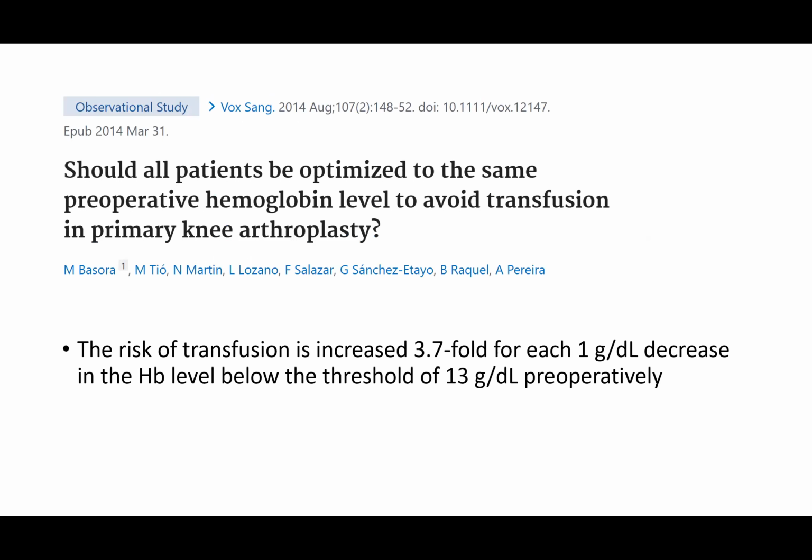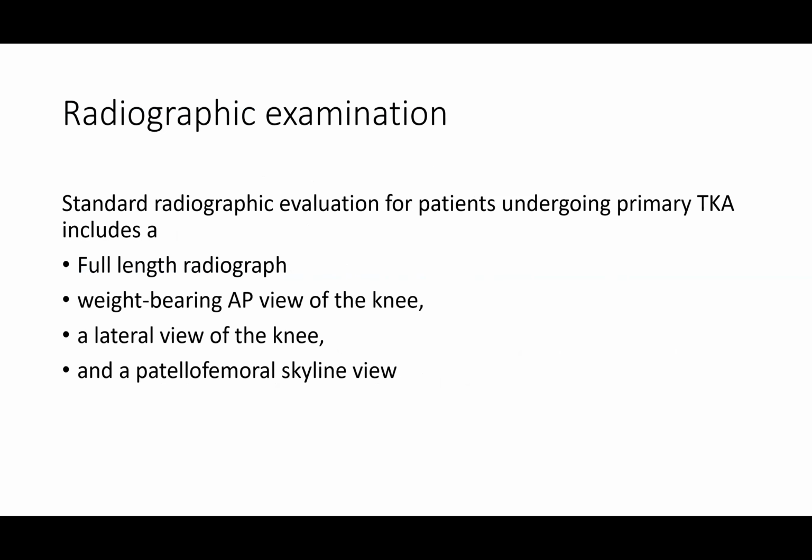And regarding hemoglobin, this article concludes that the risk of transfusion is increased 3.7-fold for each 1 gram decrease in Hb level below the threshold of 13 grams preoperatively. Then moving to radiographic examination. The standard radiographic evaluation for patients undergoing TKA includes a full-length radiograph from hip to ankle, a weight-bearing AP view of the knee, lateral view of the knee, and a patellofemoral skyline view.